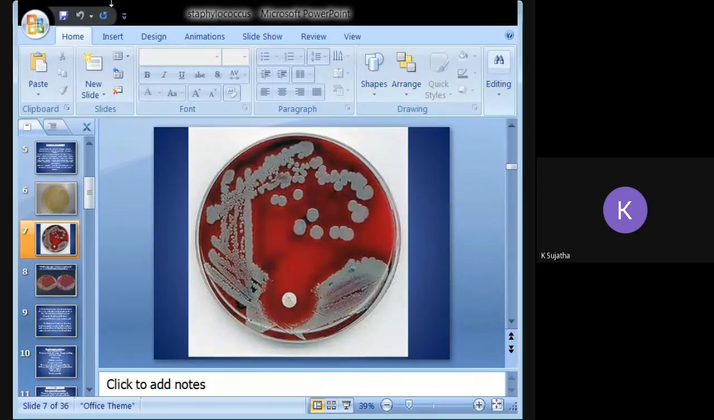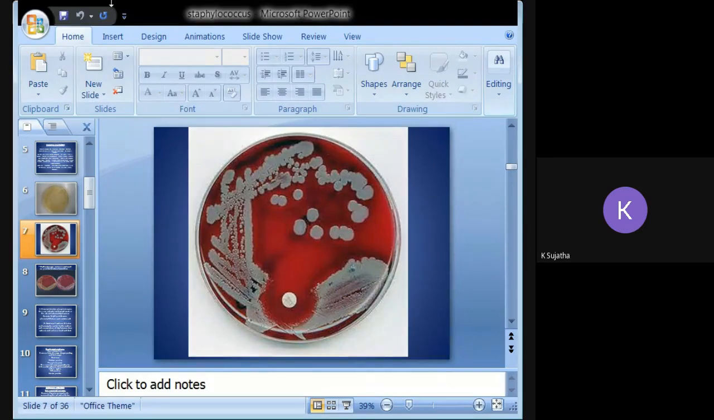Small bubbles indicate a positive reaction. That is, the catalase is positive. That means Staphylococcus aureus produces the catalase enzyme. That is the catalase test, one of the biochemical tests. The catalase test is positive. Next, another one, the coagulase test.